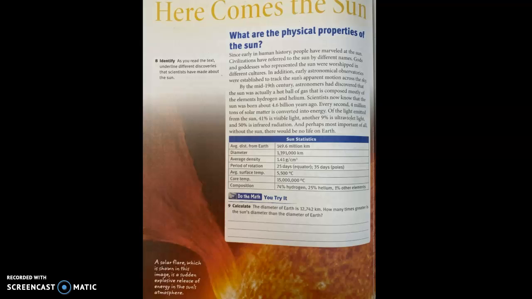By the mid-19th century, astronomers had discovered that the sun was actually a hot ball of gas that is composed mostly of the elements hydrogen and helium. Scientists now know that the sun was born about 4.6 billion years ago. Every second, 4 million tons of solar matter is converted into energy. Of the light emitted from the sun, 41% is visible light, another 9% is ultraviolet light, and 50% is infrared radiation. Perhaps the most important of all, without the sun, there would be no life on Earth.